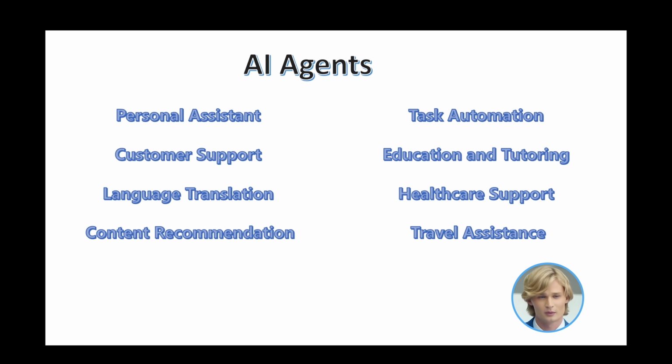7. Healthcare support. In the healthcare domain, the AI agent could provide preliminary diagnosis suggestions, health tips, medication reminders, and general medical advice. 8. Travel assistance. The AI agent could assist users in planning their trips, finding accommodation, suggesting itineraries, and offering travel-related information.